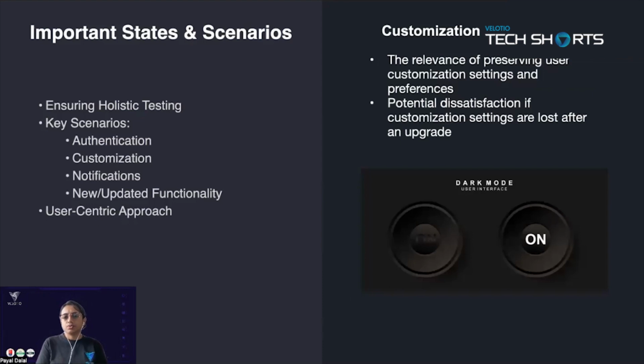Customization. So customization also plays an important role. Suppose you have the YouTube app and you have set its setting to dark mode, and whenever you get a new update it suddenly changes from dark to light mode because the default setting is light mode, that should not be the case. The user preferences that were set earlier by the user should be saved. And this kind of testing you should consider during upgrade testing. There is potential dissatisfaction if customization settings are lost after an upgrade.